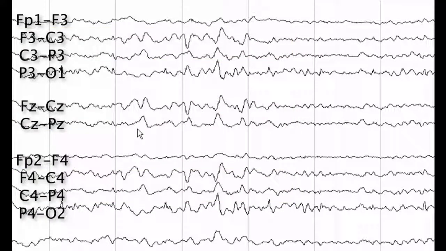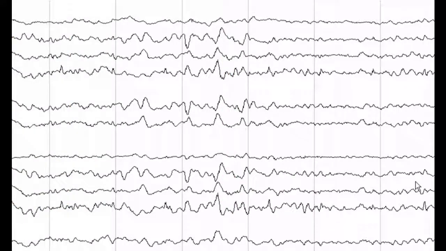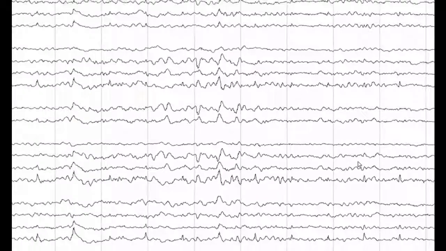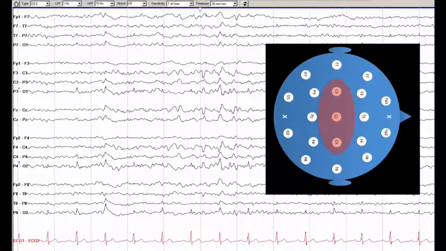You can see that the quote-unquote phase reversal, or maximum negativity, for these sharply contoured waveforms occurs at C3, CZ, and C4. Again, this confirms that these are sharply contoured waveforms which have negative polarity and are maximal in the central part of the head, also known as the vertex.